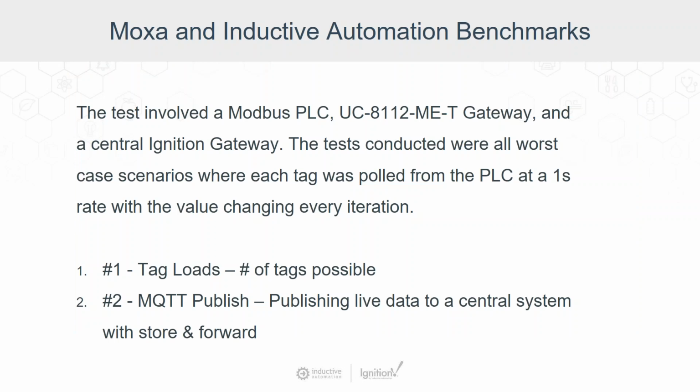So we did two tests: how many tags can we load, and the second is, if we're publishing that data to a central system, how much can we publish per second? And of course, we always do worst case testing where every tag was pulled at the PLC at a 1 second rate, and every single value was changing every second. So when you do that, you can see what the real maximums are. In the real world, as we pull things slower or values don't change as often, we can extrapolate that to these two different estimates.